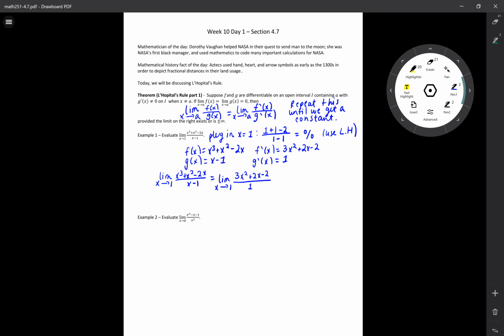If I plug in x equals 1, I get 3 plus 2 minus 2 divided by 1, which is 3. So L'Hopital's rule eventually gave us a constant. We had to take only one derivative of the top and the bottom, and we got 3. So this is how we use L'Hopital's rule.